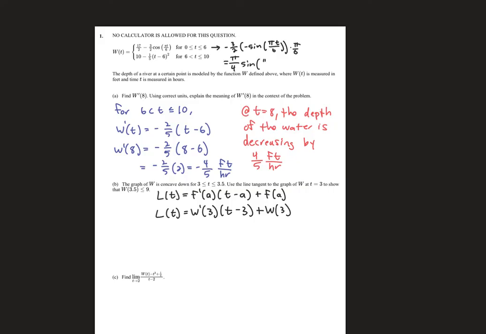So this is W prime of t, at least on that interval. If you plug in 3 into that, the inside of sine, this angle for sine, becomes pi over 2. And then sine of pi over 2 is 1, and then 1 times pi over 4 is just pi over 4.